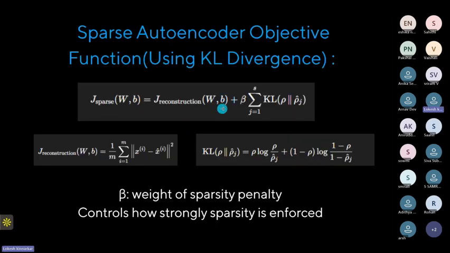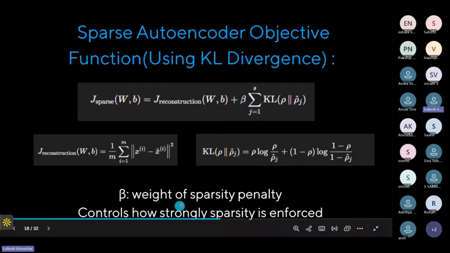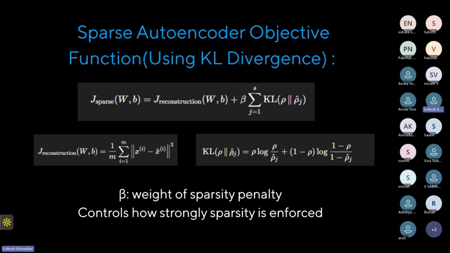So this is the objective function using KL divergence. This is essentially the reconstruction loss, and this is the KL divergence term. This is the equation for KL divergence, and we will be looking at the graph of KL divergence versus the average activation in further slides. And beta is the weight of the sparsity penalty, which controls how strongly sparsity is enforced.